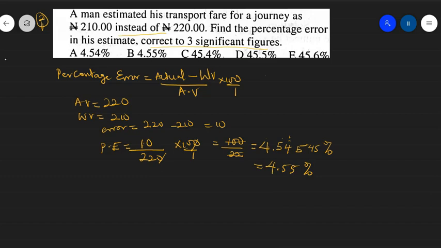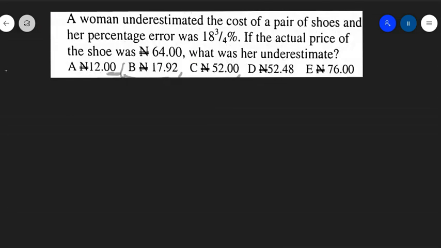Having dealt with that, we'll move ahead to one or two more questions before we skedaddle. We are greeted with another question, but this time we are given the percentage error and asked to find the wrong value. The question says a woman underestimated the cost of a pair of shoes and her percentage error was 18 and 3/4. If the actual price of the shoes was 64 naira, what was her underestimate?